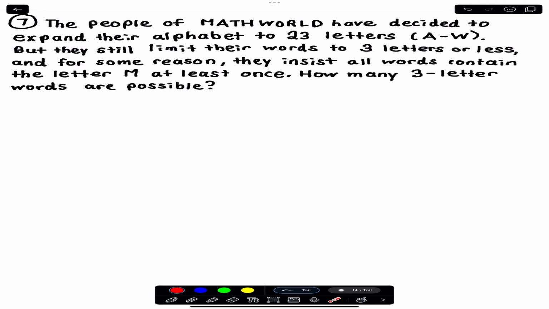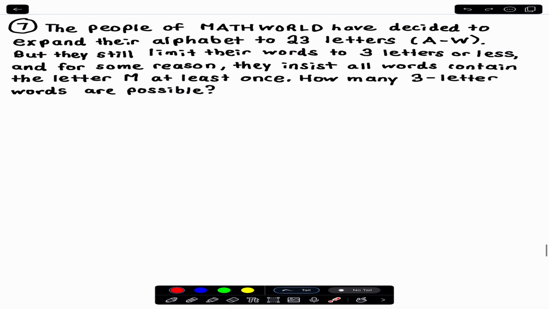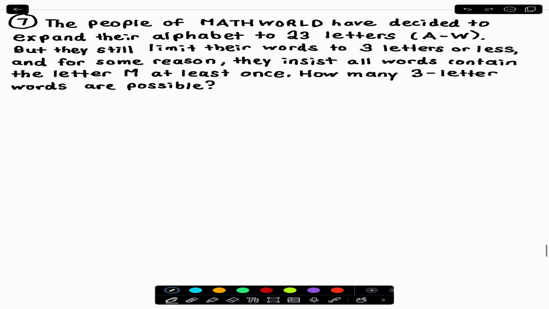Now this time, for some reason, they insist all words contain the letter M at least once. So this time we are asked how many 3-letter words are possible. So not the total number of words, but just 3-letter words. So we don't have to worry about 1-letter words or 2-letter words. So we're still going to approach this with casework. And we're going to split our cases depending on how many M's are in the word.